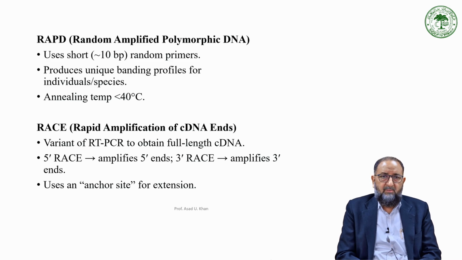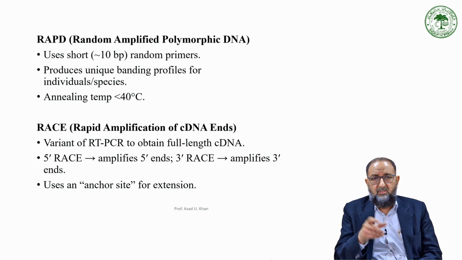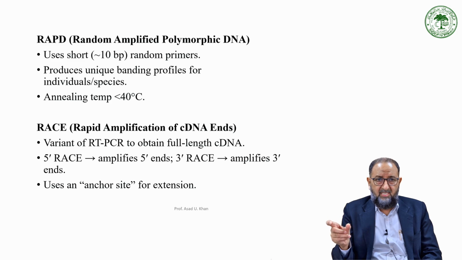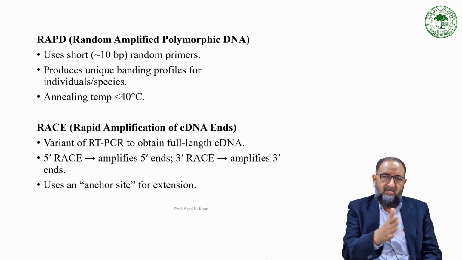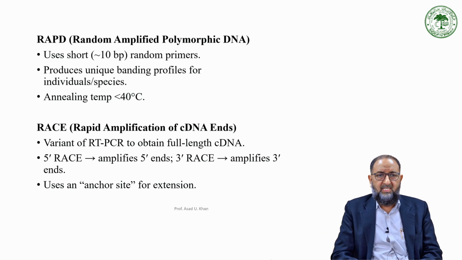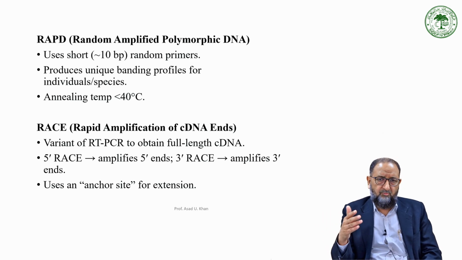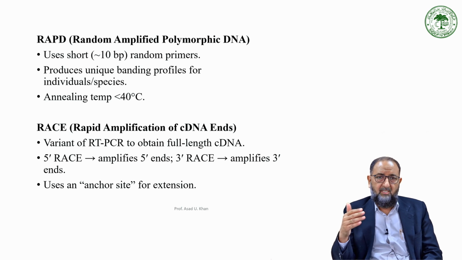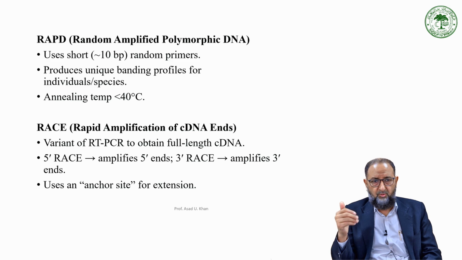For example, RAPD, random amplified polymorphic DNA, where short base pair random primers are designed, and these produce unique banding patterns and profiles from different individuals, from different microorganisms. Say, for example, multiple bacterial species or strains are used to get the DNA. Wherever these primer sites are present, they will amplify, and then you can get different banding patterns. So this is mostly used as a typing method, for DNA typing or marker identification in the genome.